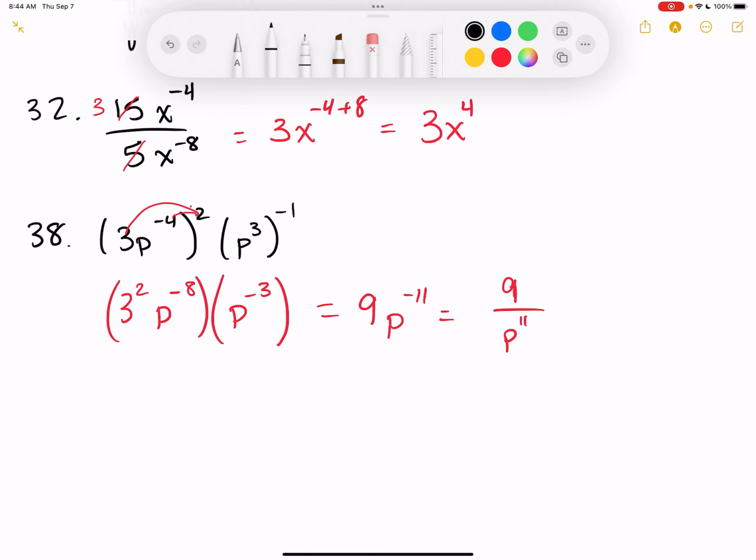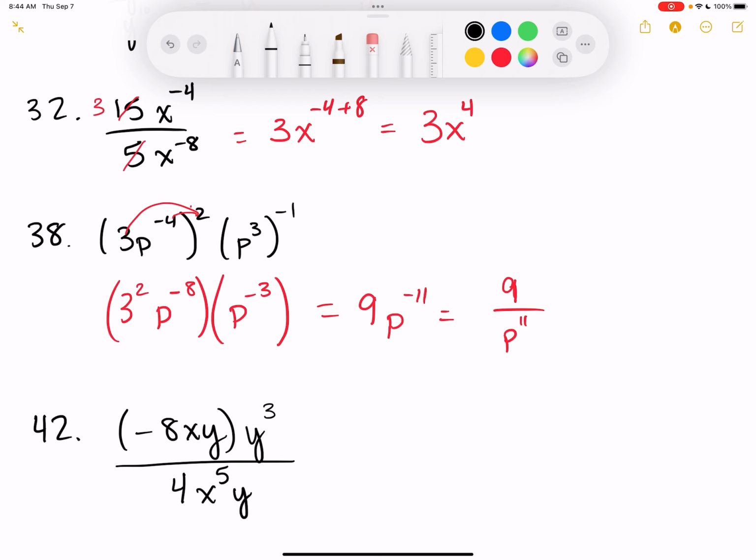I hope you like exponents, because that's pretty much all this section is. 42. In parentheses, I've got negative 8xy times y cubed divided by 4x to the 5th, y to the 4th.